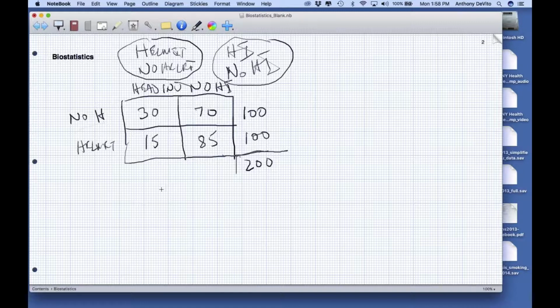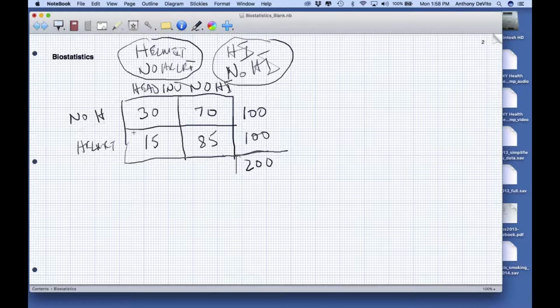Well, that's pretty interesting, right? First of all, what would I expect if helmets didn't help protect against head injuries? I would expect the same rate of head injuries in people that wore no helmet as in those who wore helmets, right? I'd expect the same rate. Here it looks like out of 100 people, 15 that were wearing a helmet had head injuries, and 30 of the others did. Well, let's take a look.